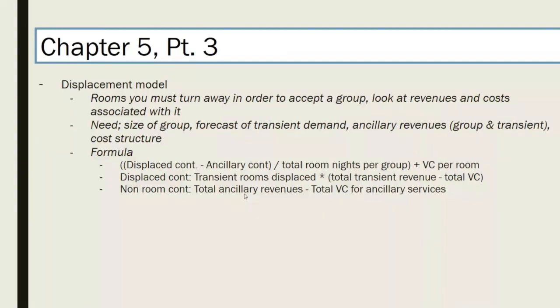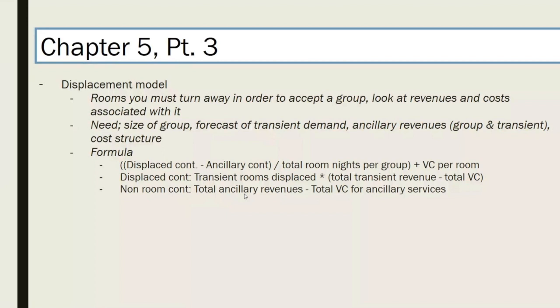Now we look at the displacement model, and it's essentially looking at how many customers or guests you have to turn away in order to accept a group. In other words, if you have 100 rooms and you predicted 80 room occupancy, and all of a sudden a group calls you and says, we want 40 rooms, that means you have to displace 20 transient guests. You have to turn away 20 transient guests in order to accept the group.